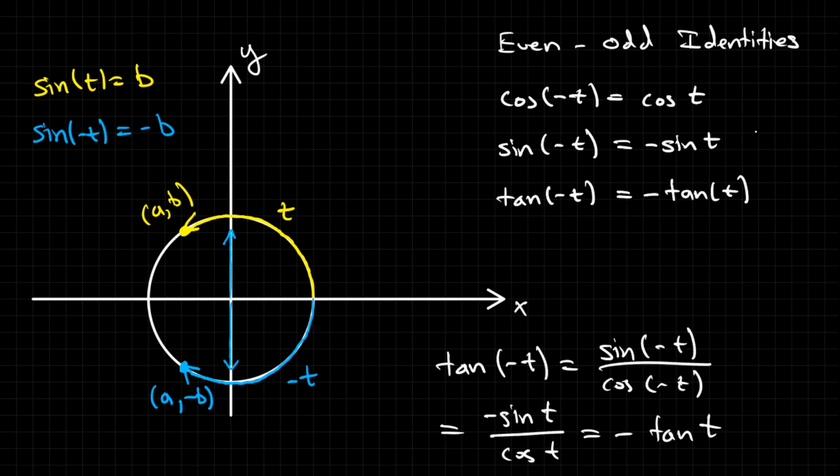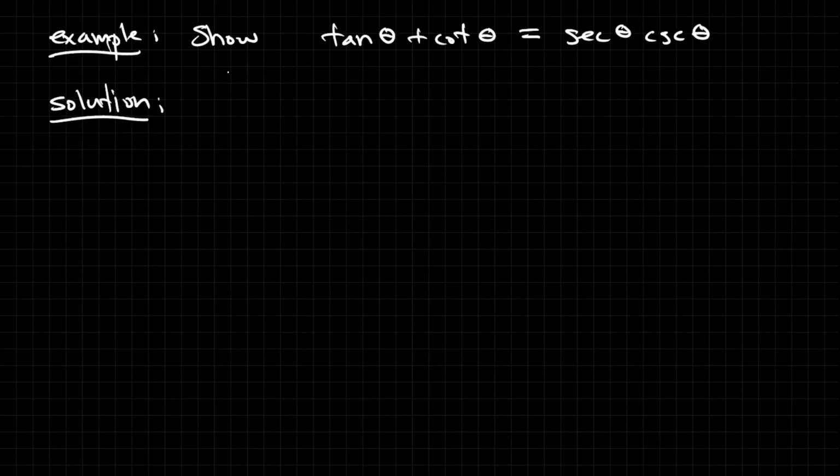Okay, so these are the even-odd identities, and to be candid, they're used less frequently, but they are still used. Okay, so now that we've reviewed our identities that will be useful, the reciprocal identities, the Pythagorean identities and the even-odd identities, let's go ahead and talk about a type of problem that you might come across. So what we'll do is we're going to show that tan theta plus cotan theta is secant theta times cosecant theta.